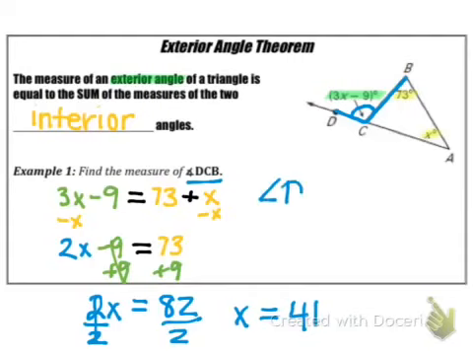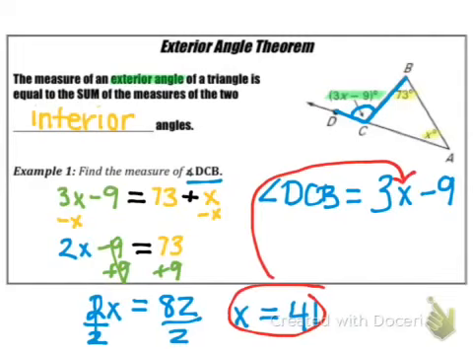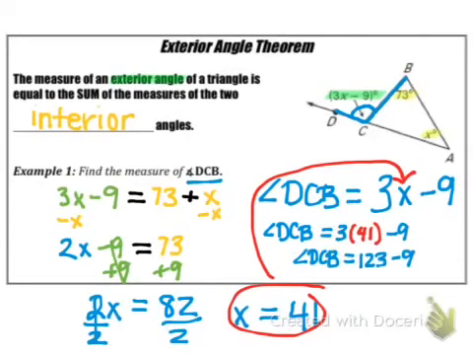So we're going to take our angle DCB, which is 3x minus 9, and substitute in what we know. We know that the x is 41, so we're going to substitute in 41 for our x, and simplify. Boom. I don't know why that went so quick, but 3 times 41 minus 9, we get 123 minus 9. And then going further, the measurement of angle DCB is 114 degrees.